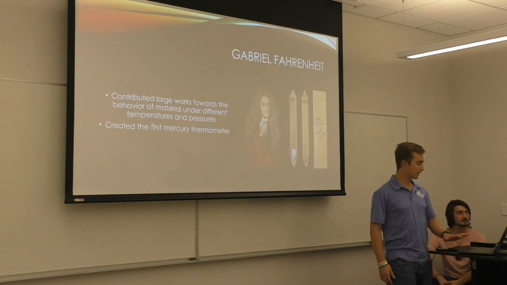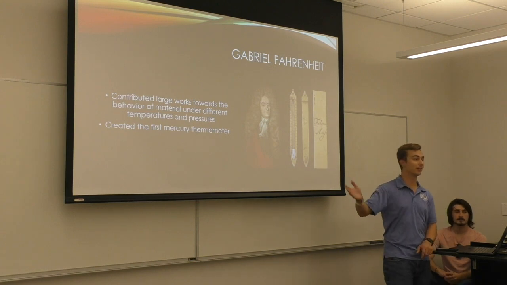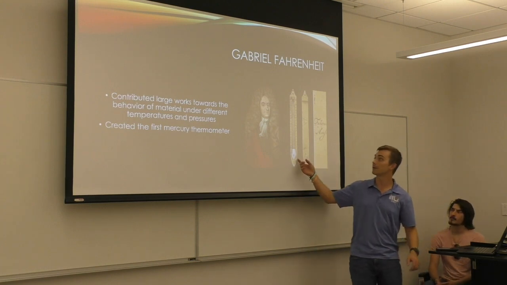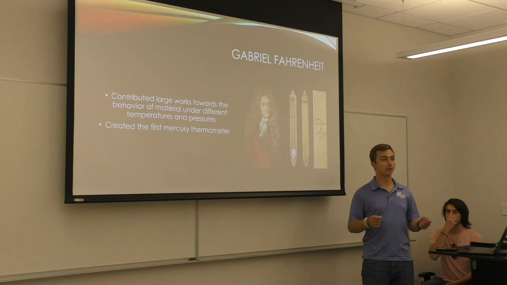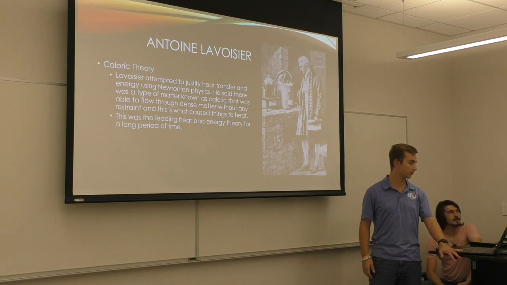So the first one we'll talk about is Gabriel Fahrenheit. Obviously, by his last name, he dealt with temperatures. He made the first mercury thermometer, which is very important to us to be able to first take accurate temperature measurements. So next, we're going to talk about Antoine Lavoisier.